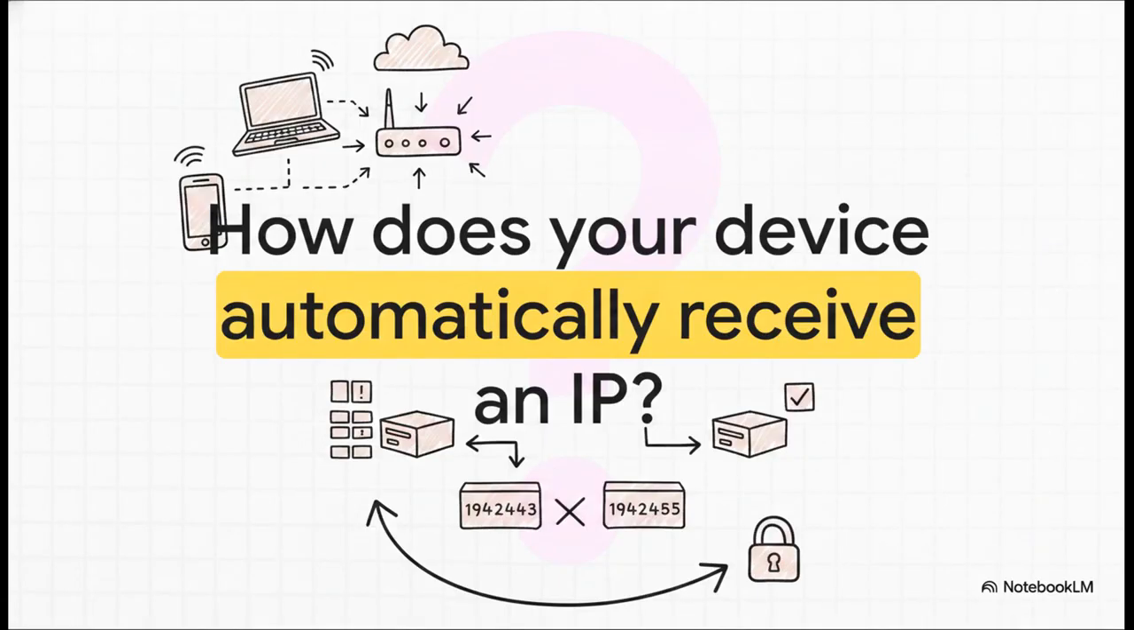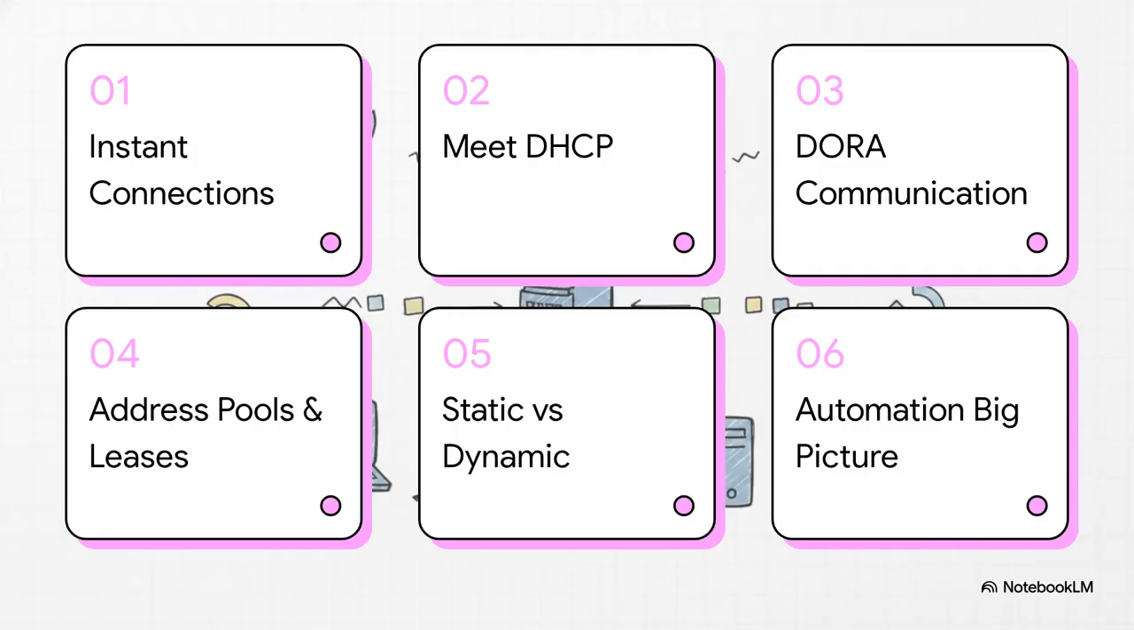Okay, let's dive into this core mystery. How exactly does your device automatically get an IP address the second you join a network? Like, who's actually handing out that address? How does the network know which one to give you? And seriously, how on earth does the whole system avoid handing the exact same address to two different devices at the same time? So here is our roadmap for today.